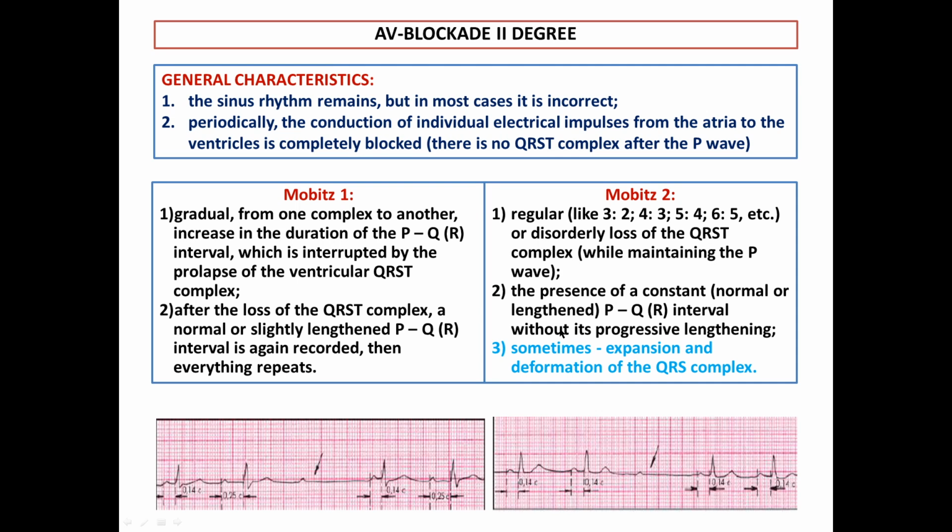Mobitz 2 is characterized by regular or disorderly loss of QRST complex while maintaining the P wave, and presence of a constant normal or lengthened PQ interval without its progressive lengthening. You see here long PQ interval, long again, and this is the distance of the PQ interval, the same distance, but we have dropping of each second or third QRST complex.